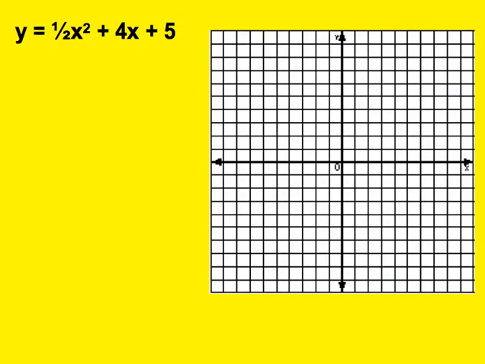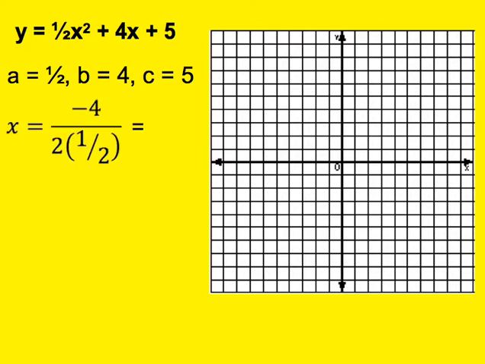Now let's talk about graphing this equation. The first thing you want to do is figure out what a, b, and c are. Okay, a is going to be 1/2, b is going to be 4, c is going to be 5. Now in this situation everything is positive, but just remember, if you had a negative or a minus sign right here, then b would be -4. So just keep that in mind.